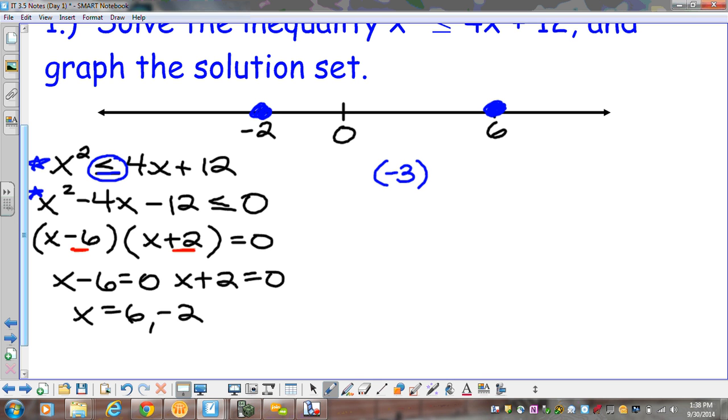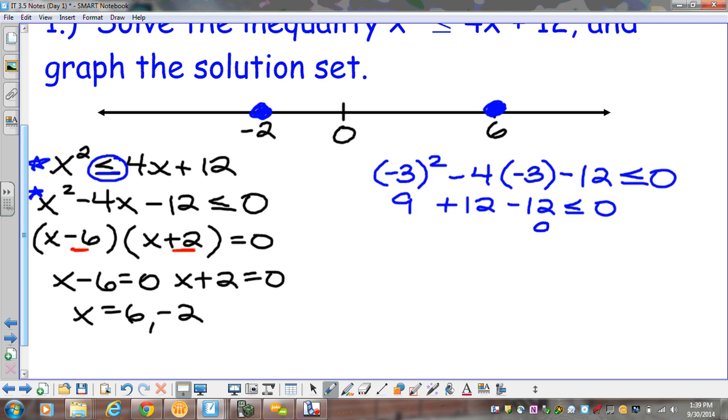So if I take it, I plug in a -3. So -3 squared minus 4 times -3 minus 12. Is that going to give me a value less than or equal to 0? So let's see. What's -3 squared? 9. -4 times -3 plus 12, that's what, 21? 21 minus 12 is going to give me 9. Is 9 less than or equal to 0? No, it is not. Not a true statement, which means I'm not going to shade in that area.